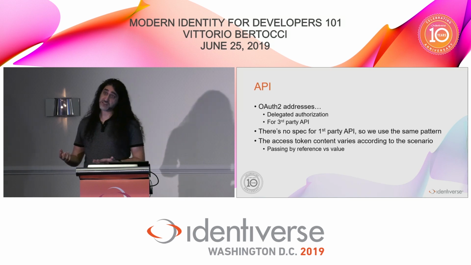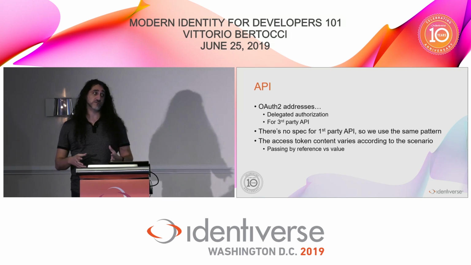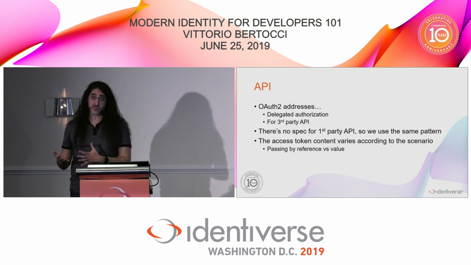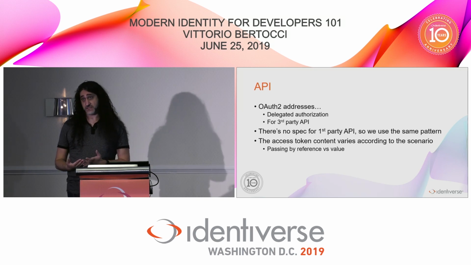But when you call first-party APIs, typically the token that you want goes beyond just the access. Typically, that's the only token you get. So you also want identity information.